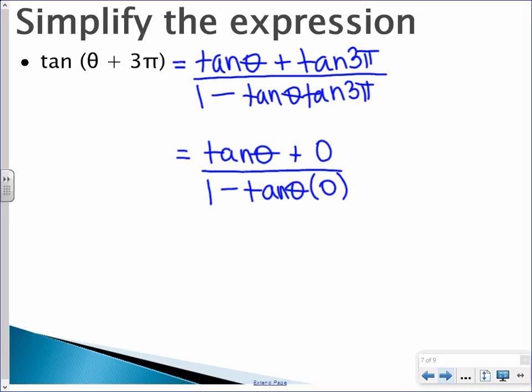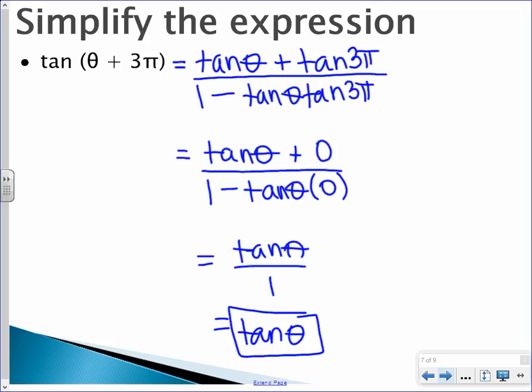All right, so what is tangent theta plus 0? And what is 1 minus tangent theta times 0? 1. So maybe it would be more appropriate to say tangent of theta divided by 1, and then we can reduce it to the tangent of theta. That'd probably be more appropriate.